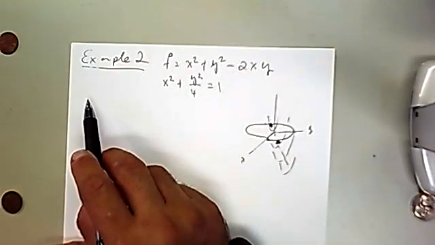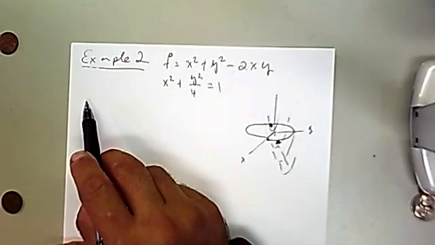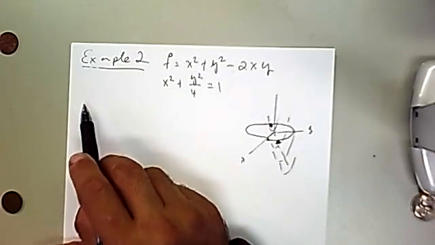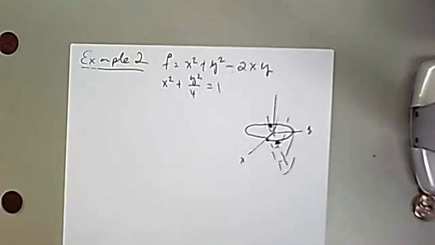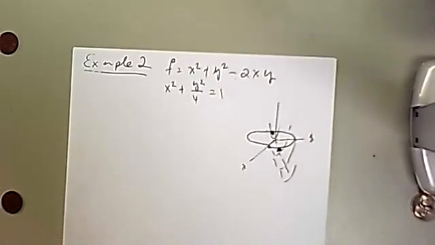There is a second way of doing this now that I think of it. We're going to go back to example 1 and do it in a more primitive way. We can redo example 1 in a primitive way without Lagrange multipliers.